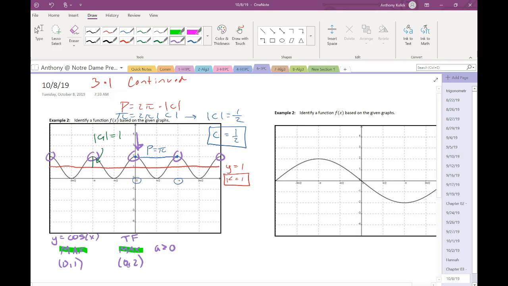Okay, so you have some choice. You're just going to pick one of the extreme points. You could pick a minimum also. That would be fine. If you pick the minimum, your A value needs to be negative. But I decided to pick a maximum, so it didn't affect the A value.